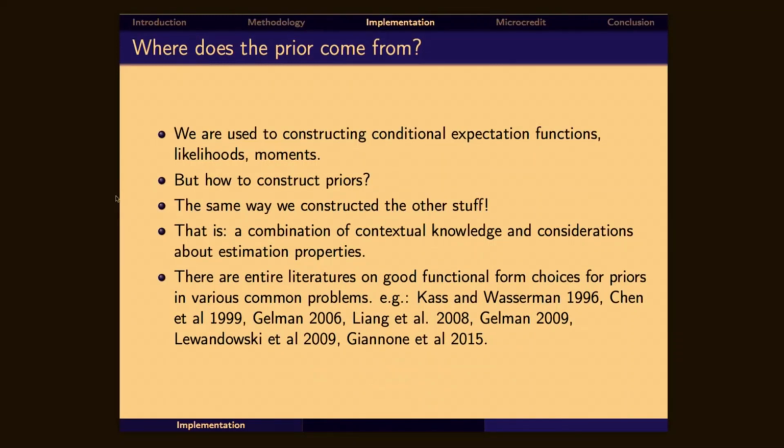So according to Olivier Blanchard, the prior comes from the same place that the likelihood comes from, right? It comes from your knowledge of the problem. How do you construct a likelihood? Same general principles to construct a prior. There's also literature on the nice functional forms that perform well in certain circumstances for priors. So there's a bit of a cheat sheet.